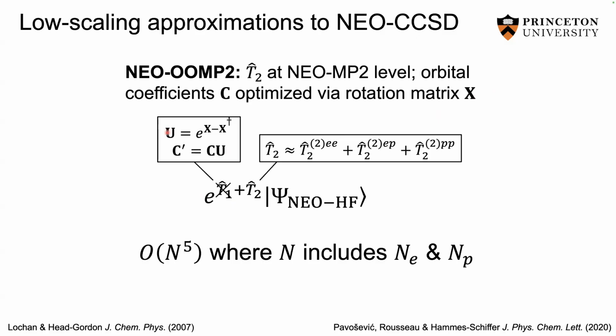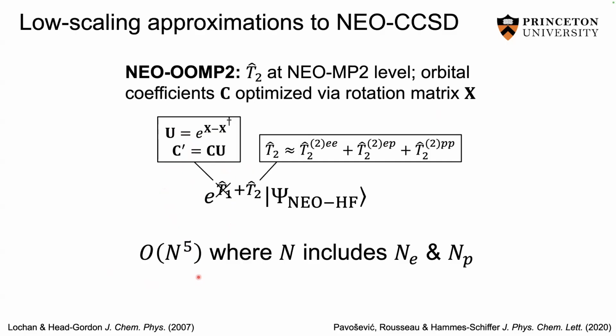And we are actually directly optimizing the orbital coefficients with this operator and variationally optimizing the orbital coefficients until we reach a minimum in the presence of this MP2 level correlation energy. And again, this is at the level of MP2, so it's an order n to the 5 scaling method. So how well does this do?